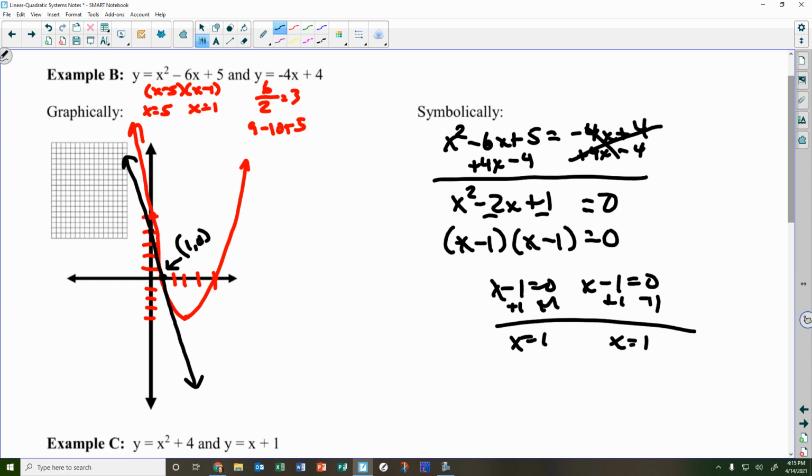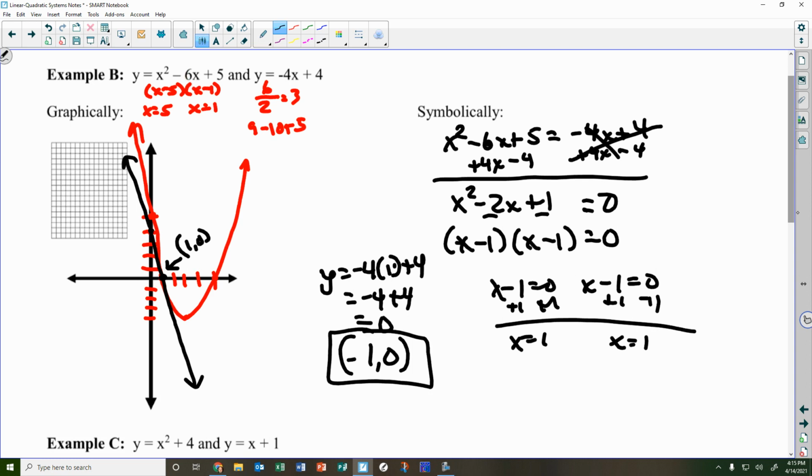So when you take it and plug it in, I don't know, plug it in the linear one, because that always seems to be the easiest one, right? Negative 4 times 1 plus 4. You get negative 4 plus 4, which is 0. So there's your 1, 0. You can see that we've done things symbolically. And we just tested it. We did it graphically, and we did it symbolically.